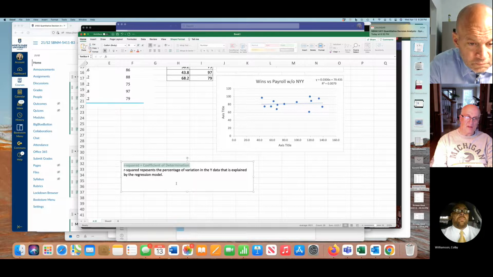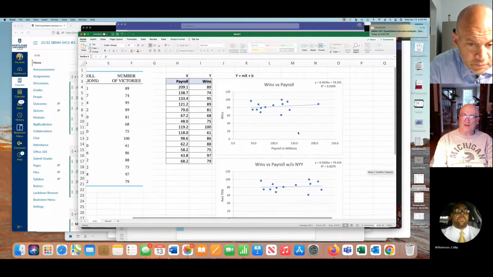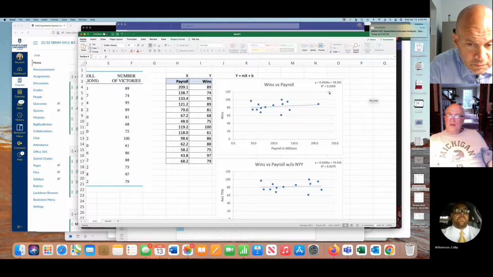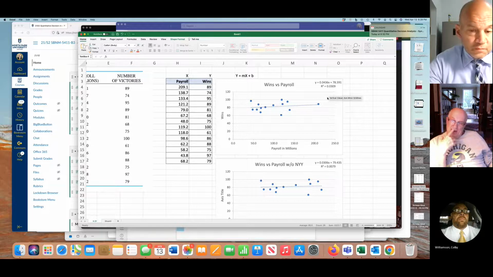Bold that up. That's what R squared is. I'll put that right there. So if I go here, this model, including the Yankees, explains 3.1% of the variation in the Y data. That's horrible.